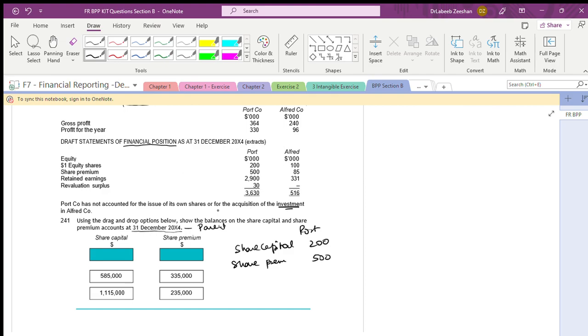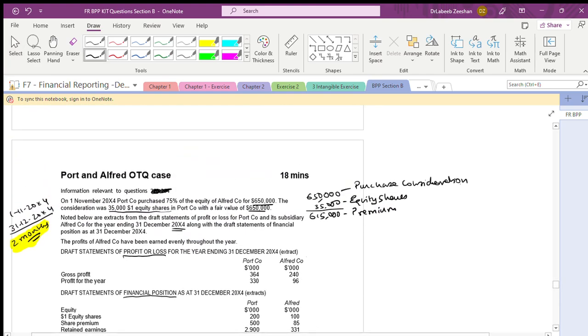500. They have done it for the new issue. How much have they issued? They are 650. Is it right? In 650 we have done it here. See the thing, we have done it. Is it right?